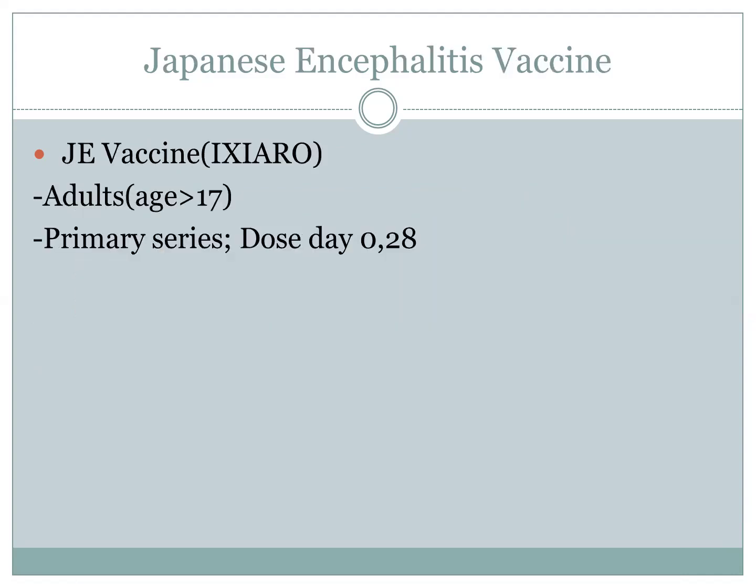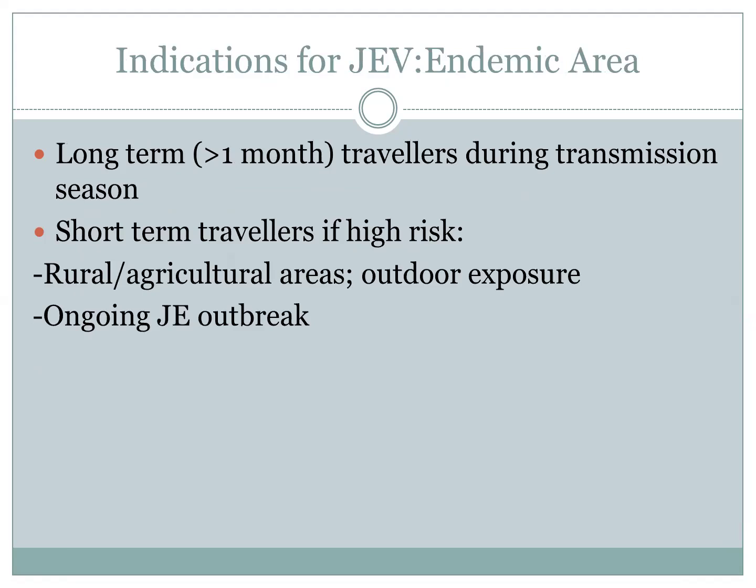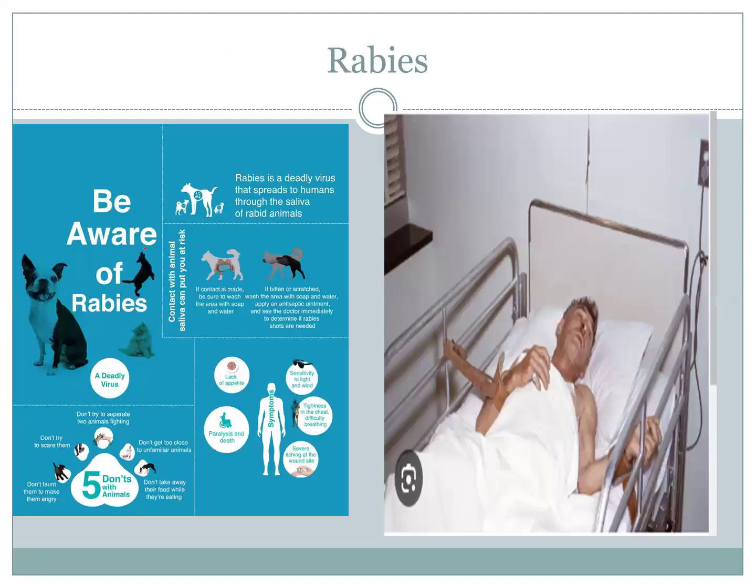The vaccine is the Japanese encephalitis vaccine, which is recommended for adults greater than 17 years of age. The schedule includes vaccination on day 0 and day 28. Because less than 5% of cases are symptomatic, it is not recommended for all. It is recommended for certain people, for example, those who have a long stay, or for a short-term stay where there is a high risk, for example, in rural areas, outdoor exposure, and if there is a Japanese encephalitis outbreak going on.